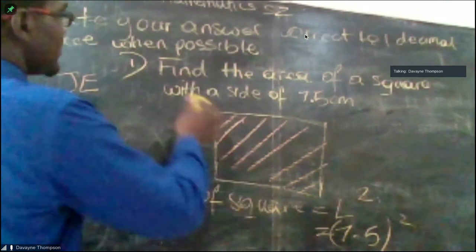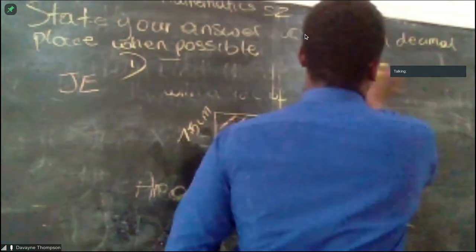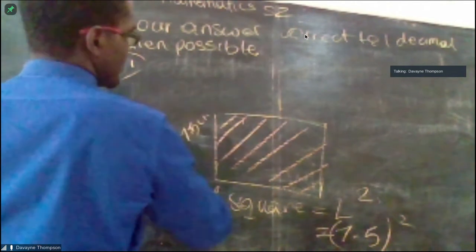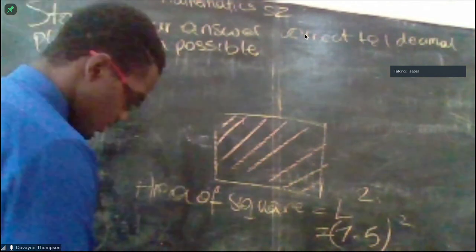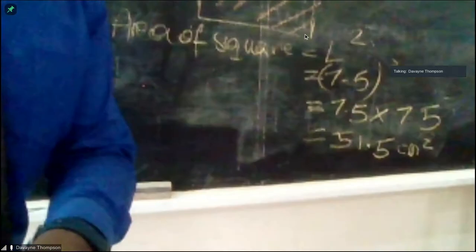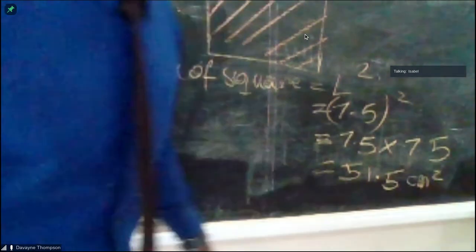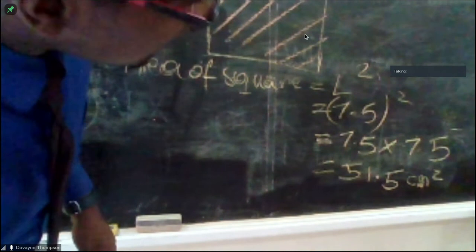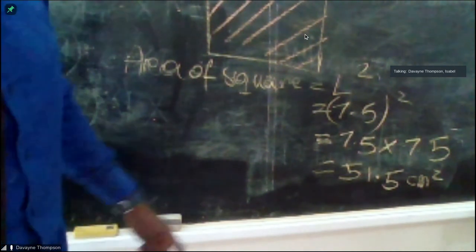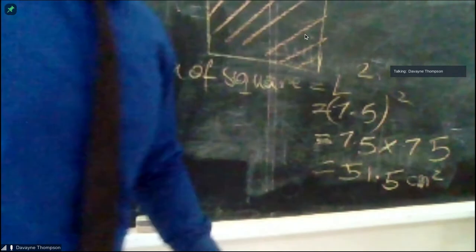Isabella, can you hear me? Make sure you guys have these off. Sir, what did he say was the answer again? 51.5 is what Jude got. Okay, good. Can you repeat that? Okay, get that. 7.5 times 7.5. What did you get, Isabella?